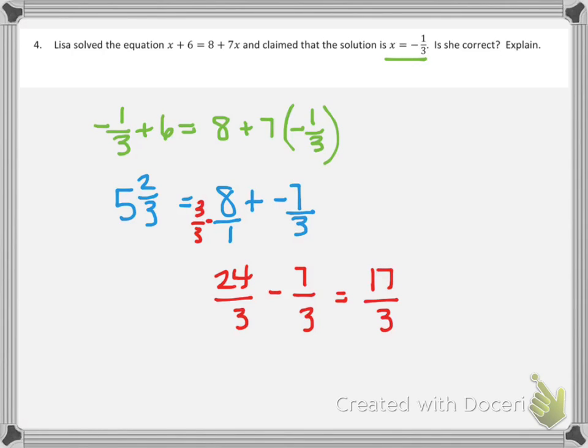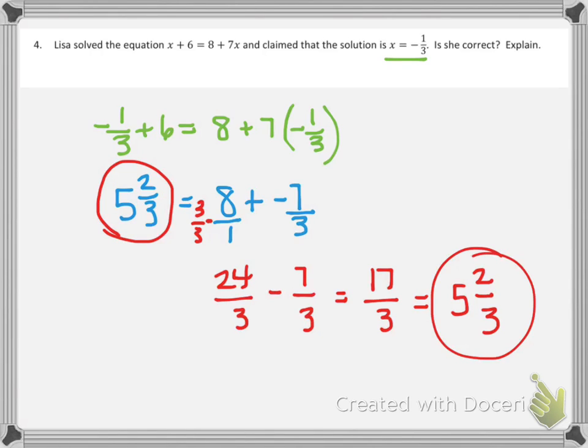And if I change this to match my mixed number here, 3 goes into 17 5 times with 2 left over. So 5 2/3 is equal to 5 2/3, and Lisa is correct.